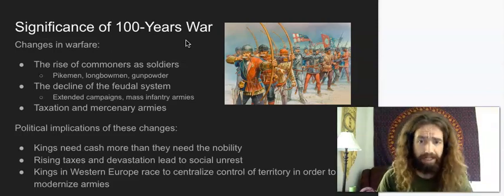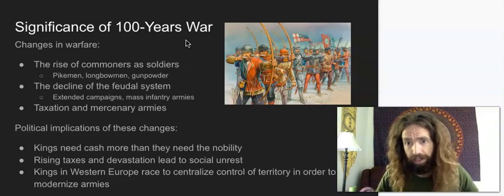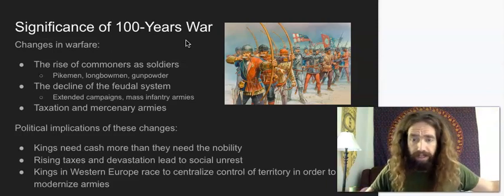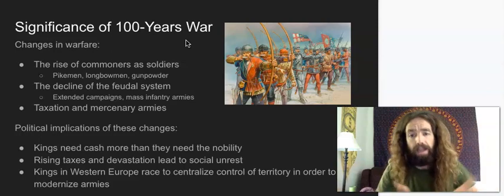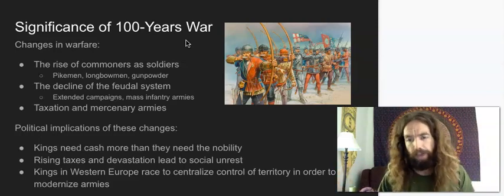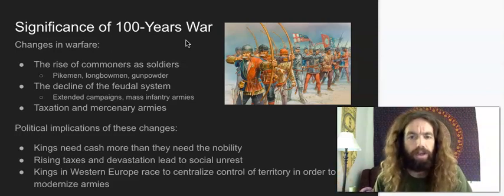And so what happens is the English are able to take up a defensive position. They have a whole bunch of guys that they're paying like pennies a day, line up in a big square, and then they just rain arrows down on the French knights who fall off their horses and then get knifed in the mud.